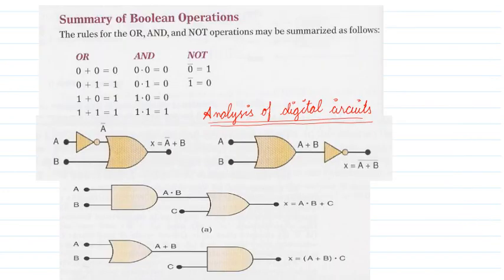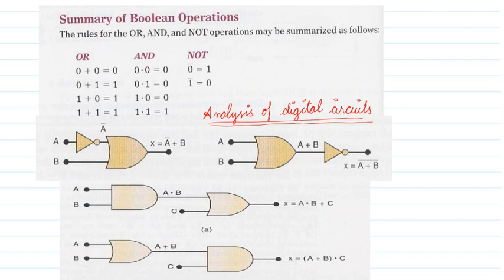Okay, so in short, if I want to summarize everything, I can say OR gate, AND gate and NOT gate. 0 or 0 is 0, 0 or 1 is 1, 1 or 0 is 1, 1 or 1 is 1. Similarly, 0 and 0 is 0, 0 and 1 is 0, 1 and 0 is 0, 1 and 1 is 1. Similarly, 0 complement is 1, 1 complement is 0. Okay, now we will see how to analyze a digital circuit.